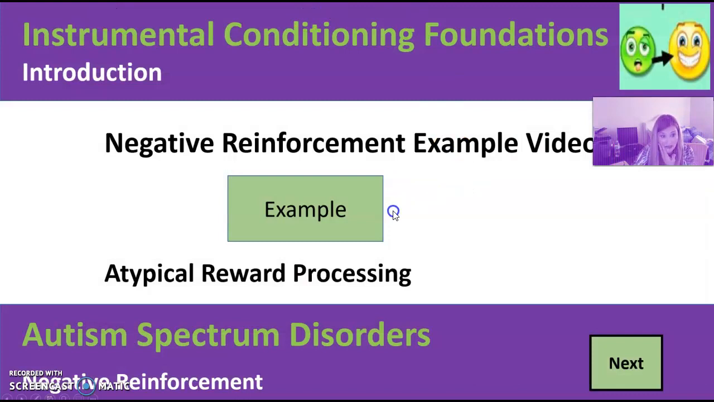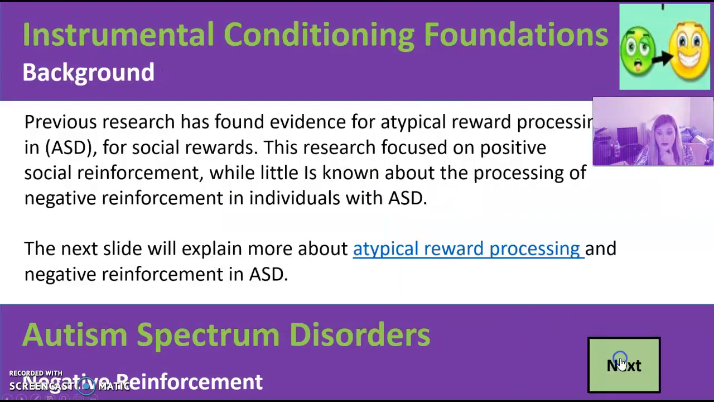So as you see, the atypical reward processing started there. Previous research has found evidence for atypical reward processing in ASD for social rewards. This research focused on positive social reinforcement, while little is known about the processing of negative reinforcement in individuals with ASD. The next slide will explain more about atypical reward processing and negative reinforcement in ASD.